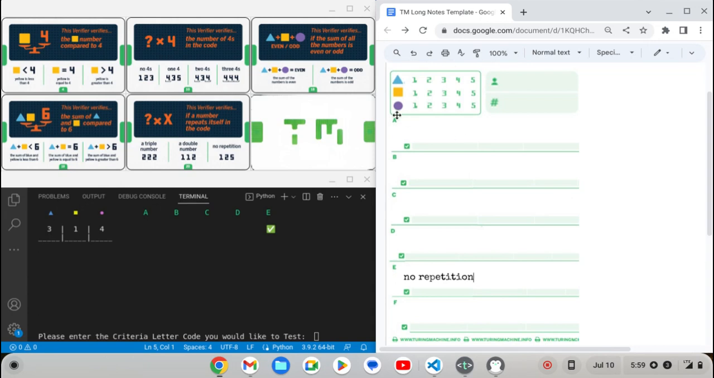The next thing I'd like to test is I want to know a little bit about the sum of the 3 digits. So let me go ahead and test criteria card C. Okay, so the Turing machine does not approve of the proposal. So if I go ahead and add up all 3 digits, we have 3 plus 1 is 4, 4 plus 4 is 8. The Turing machine is letting me know that no, the sum should not be an even quantity. In fact, it should be an odd quantity.